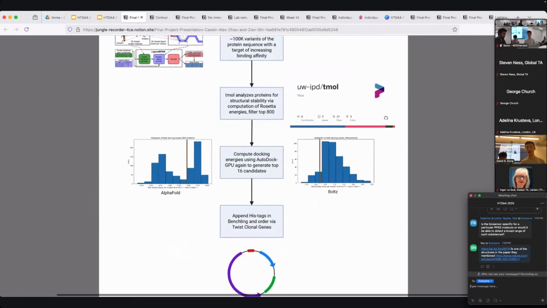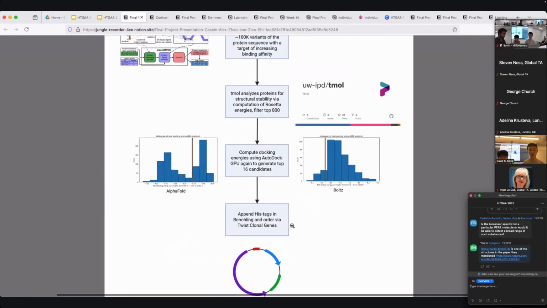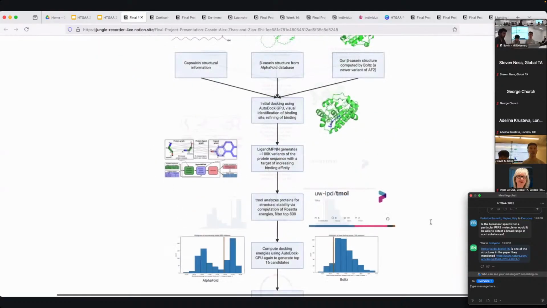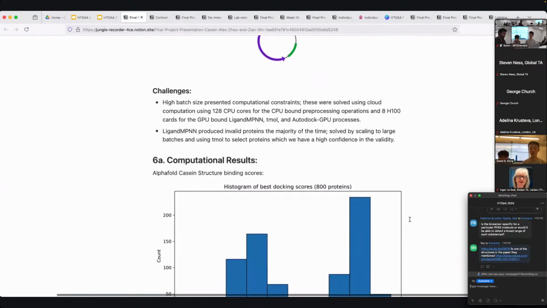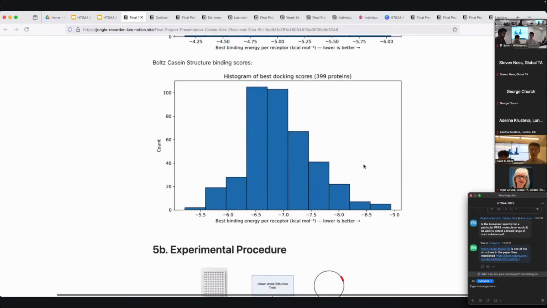Yeah, and then Alex can talk about how we appended His tags and ordered the genes, very standard procedures to help us purify the protein. Do we talk about these? Yeah, we talked about these.